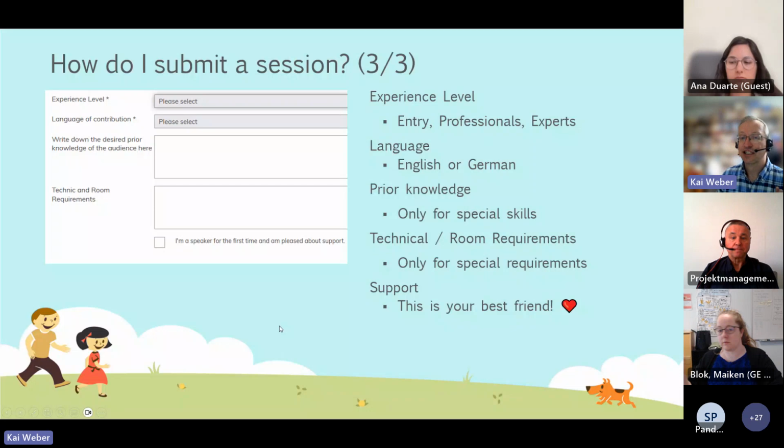And lastly, this tiny checkbox down there, "I'm a speaker for the first time and I'd appreciate support." Please ignore the somewhat quirky phrasing, but this checkbox is your best friend. If you've never presented, this is where you want to go, because this is when we'll note that one of us from the conference board gets in touch with you if we accept the session, and then we can talk about how we can best support you. And then there's the question of selecting a submission, and we'll get to that on the next slide. But let me first ask if there are any more questions around this slide.